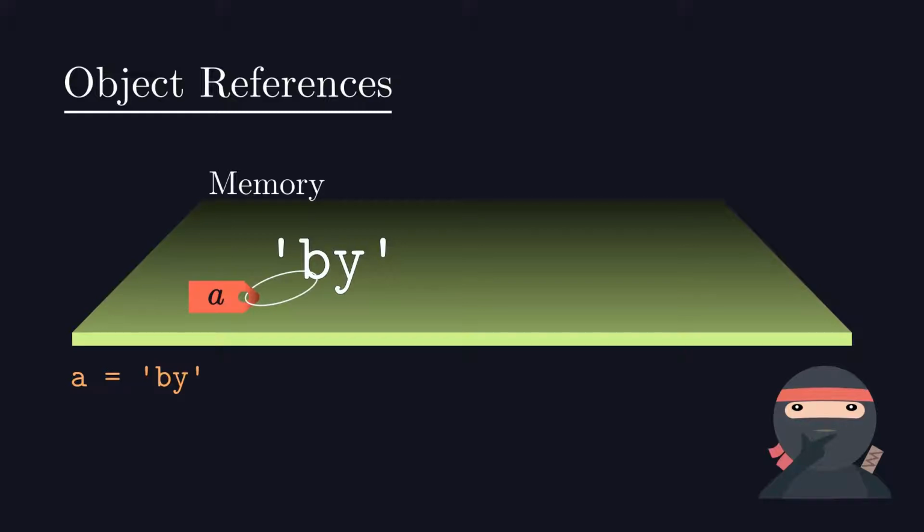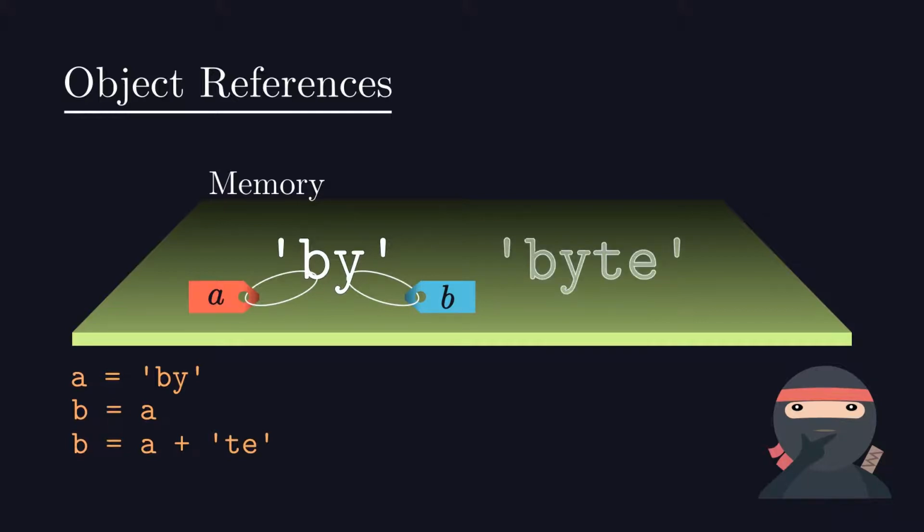When Python executes b = a, b will also point to the same object. If we modify b, then it will actually try to modify the string object. Since strings in Python are immutable, we cannot modify them. So instead, Python will create a new string object, 'byte', and make b point to the new object.